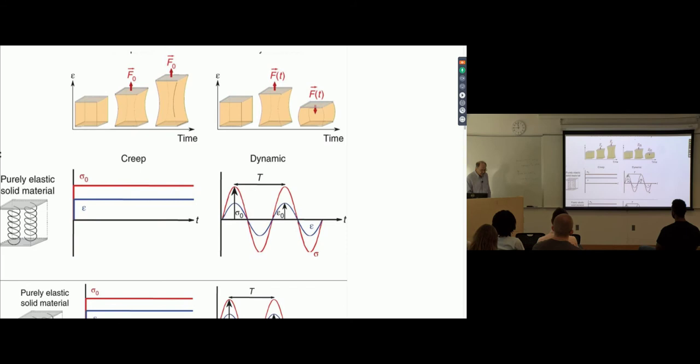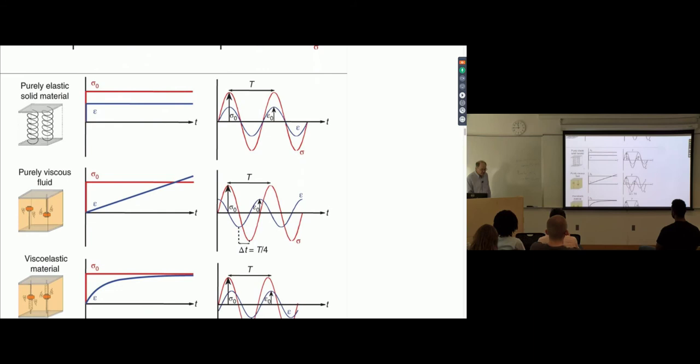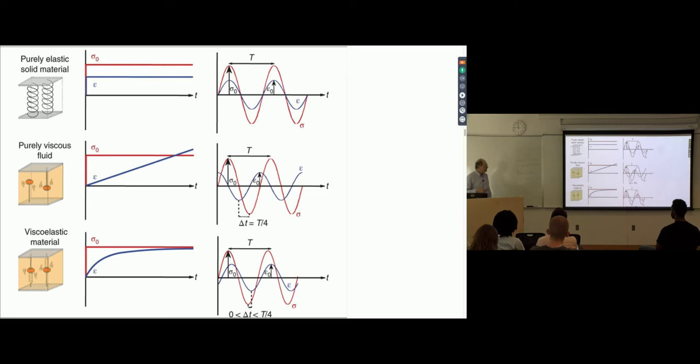It's kind of both. For a purely viscous thing, like honey or something like that, if you apply a constant stress to a purely viscous material, the strain is just constantly increasing, right? So the viscosity is the slope of the strain divided by time. Whereas for an elastic object, the modulus is a constant with respect to time. And when you do these oscillatory measurements, there's a phase shift between the stress and the strain that's exactly one quarter of the period.